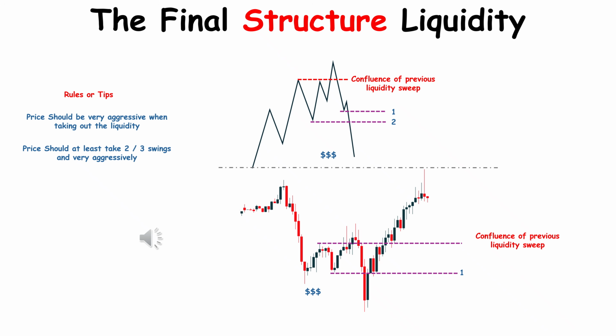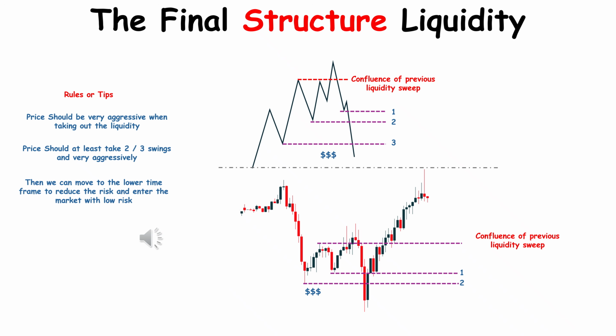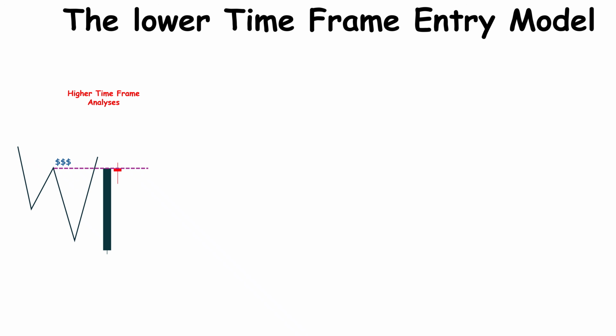And finally, once those key lows or highs are taken, we shift to the lower time frame to enter the market with low risk and high reward. But don't worry, we're going to break this all down step by step. Step 1. Start with the higher time frame. First, look for liquidity being swept. That means price is taking out key swing highs or lows from previous structure.